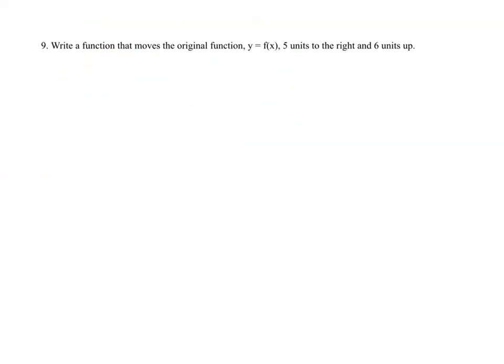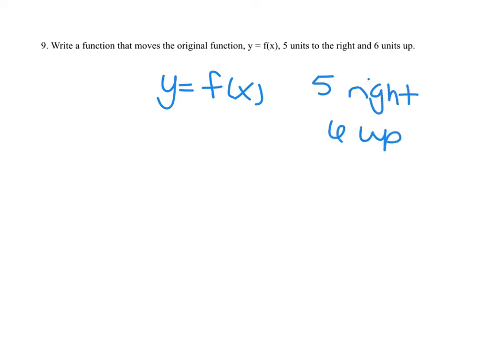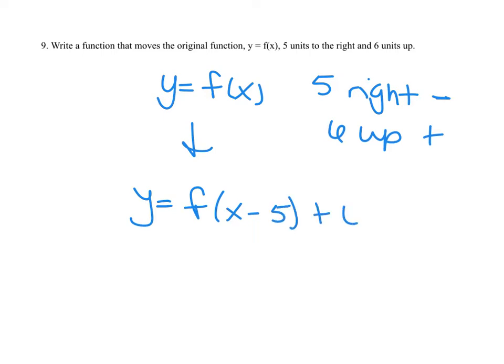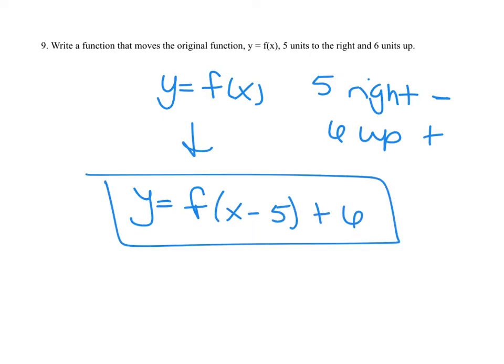Write a function that moves the original function y equals f of x 5 units to the right and 6 units up. You should know that the right is on the inside, and when it moves to the right, you're going to have a negative, and when you go up, it has a positive. So this original function will change to f of x minus 5, plus 6. Remember, right or left is on the inside of the parentheses, and up or down is on the outside. Right or left, negative means right, positive means left, and plus means up, and negative means down.